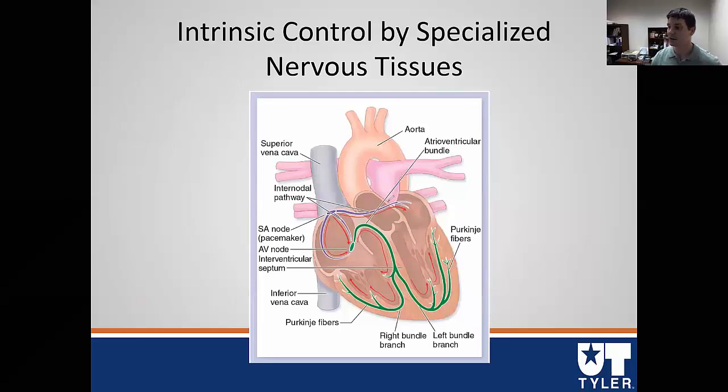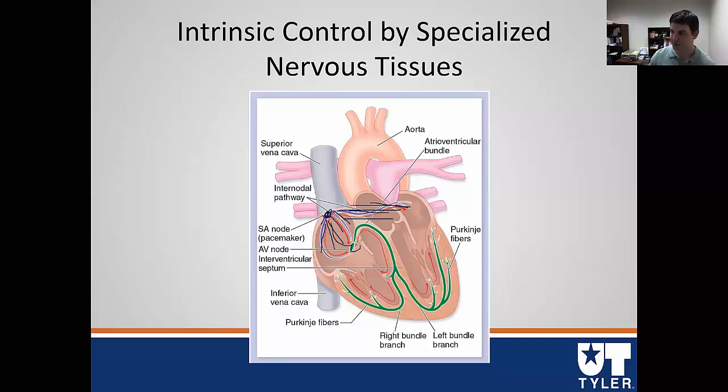So if we look at the heart here, again, here's our right atria, right ventricle, left atria, left ventricle. Our SA node, again, is here in the right, at the top of the right atrium. When it automatically contracts, it then spreads the wave of contraction to both the atria, causing them to contract. They then force blood into the ventricles.